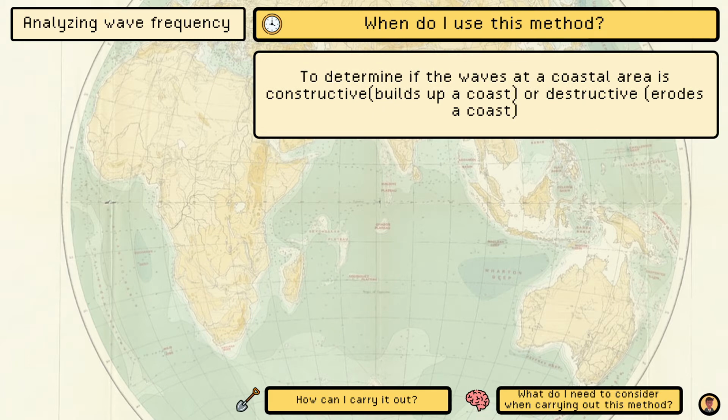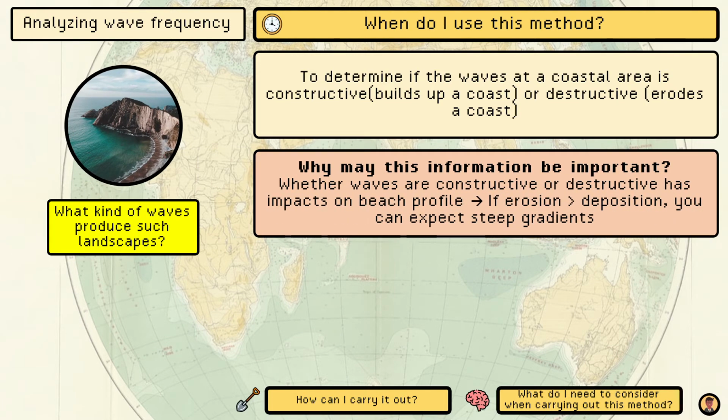Basically, we will use this method when we are trying to determine if the waves at the coastal area are constructive, whether it builds up a coast, or destructive, meaning it erodes a coast. Some of you may be wondering, why should I even know about this information in the first place? Whether waves are constructive or destructive has impacts on beach profile. As you have known, coasts are very dynamic landscapes, and what actually shapes them? Waves are actually a very important force in shaping coastal areas. So if erosion happens more rapidly as compared to deposition, you can expect steep gradients.